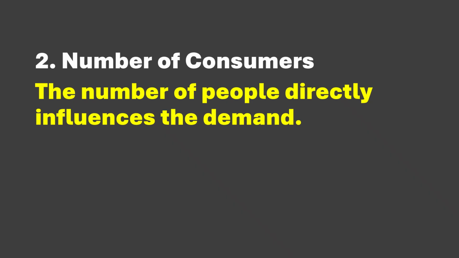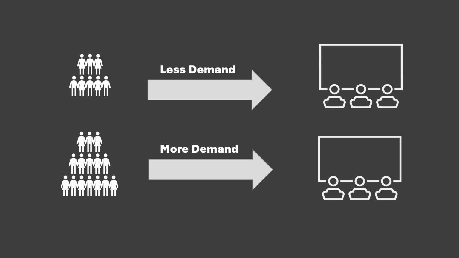Next, number of consumers. If the number of potential buyers in a market increases, demand will increase. Fewer consumers, on the other hand, means lower demand. This is often influenced by population growth, seasonal trends, or demographic shifts. Here's a quick visual example. When only a few people want to go to the cinema, demand is low. But if lots of people start going, maybe because of a highly anticipated film or a holiday season, demand increases, shifting the demand curve to the right.